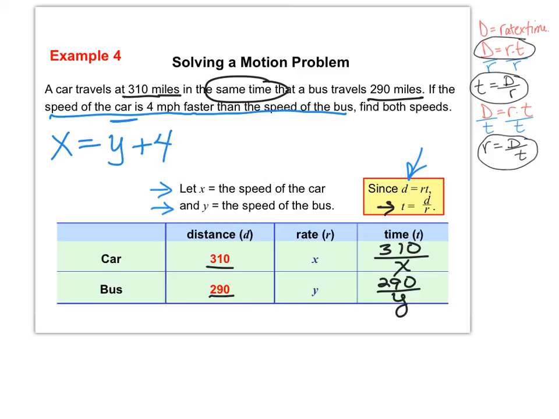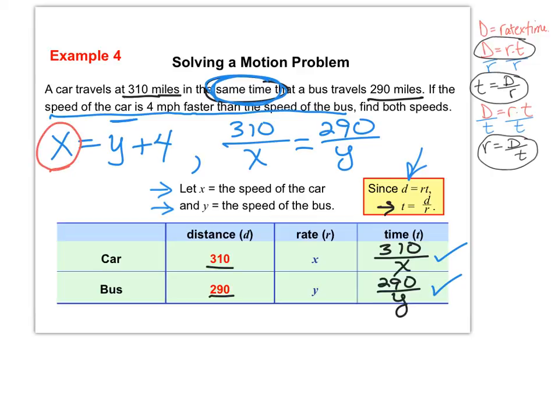Now the other equation we get for the system of equations is, again, going back to the times being the same. So the time for the car has to equal the same time for the bus. So the other equation is going to be 310 over x has to equal 290 over y. And that's our system of equations. We want to solve the system of equations. We can do this using substitution or elimination, and because this is already set up where one equation is solved for x, we're going to substitute that into the other equation.